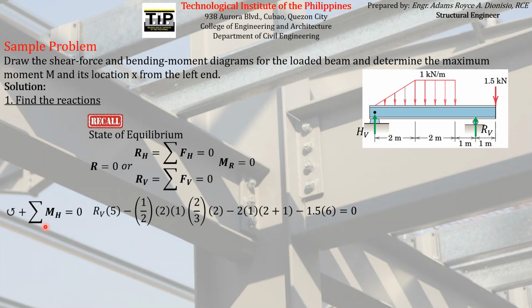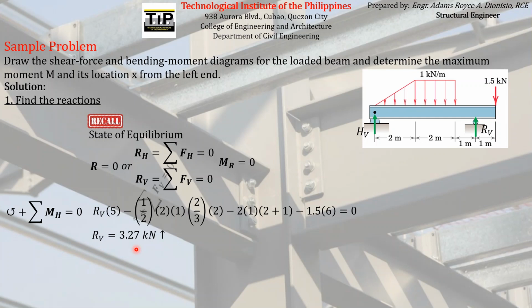So according to this equation, the summation must be equal to 0. So solving for RV is just equal to 3.27 kilonewton. It is positive, so meaning our assumed direction is correct. So it acts upward.